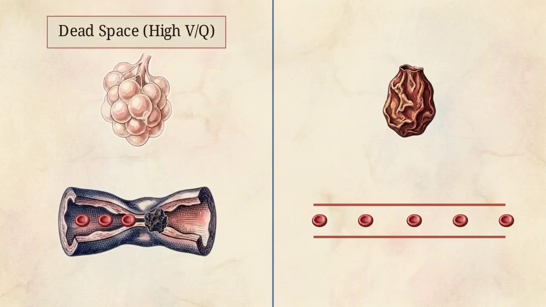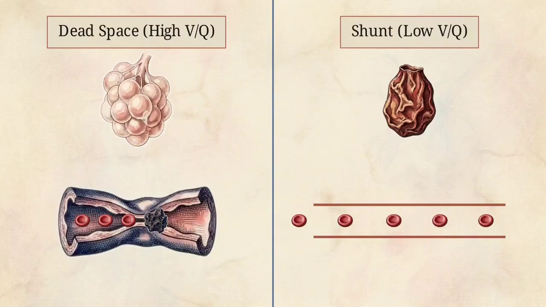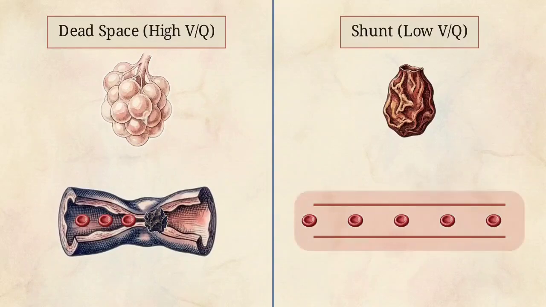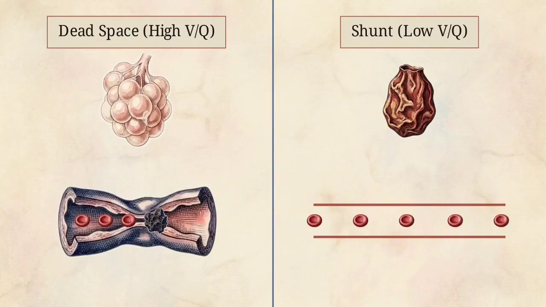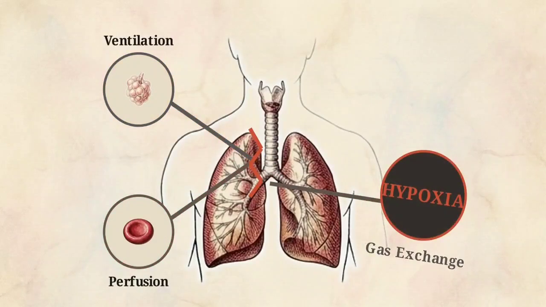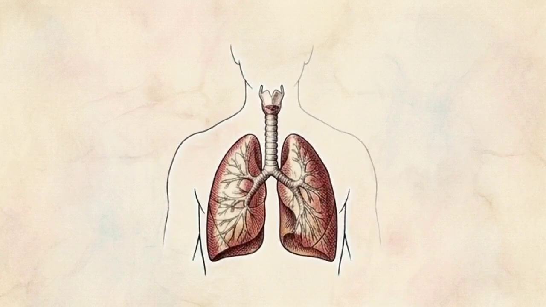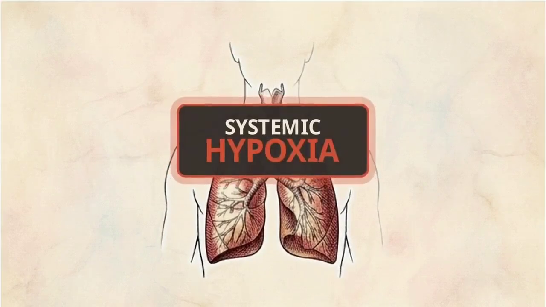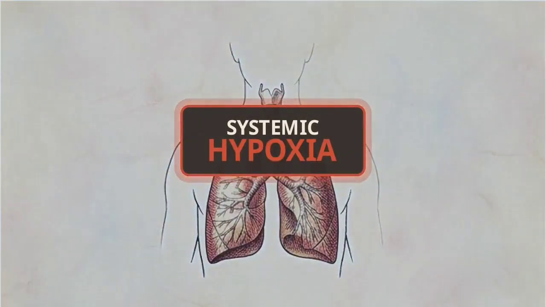You have 3 seconds. Ventilation without perfusion is dead space, creating a high VQ ratio. Perfusion without ventilation is a shunt, pulling the VQ ratio towards 0. Failing to match air and blood flow disrupts the entire chain. Regardless of which pathway is obstructed, VQ mismatch drives systemic hypoxia.